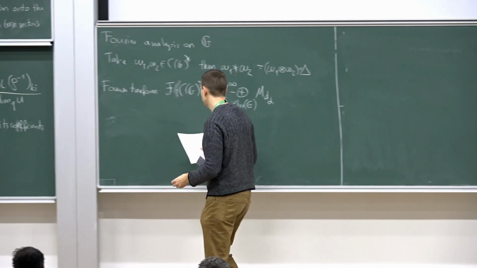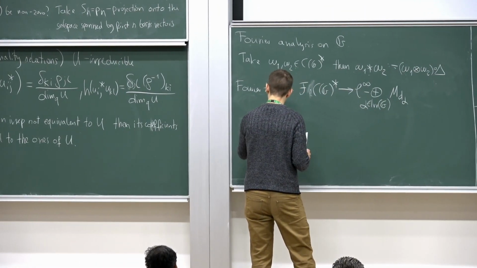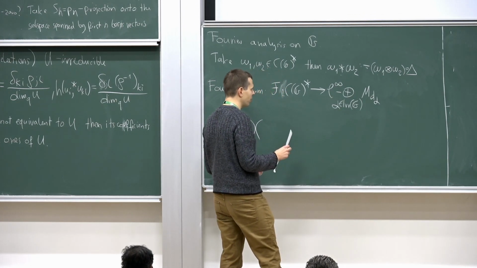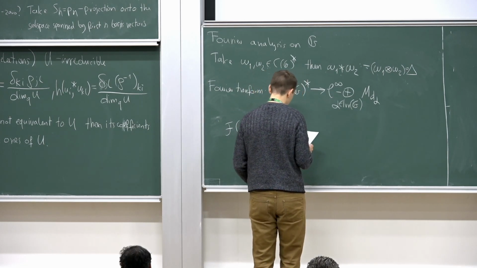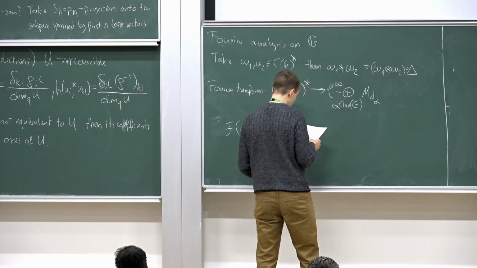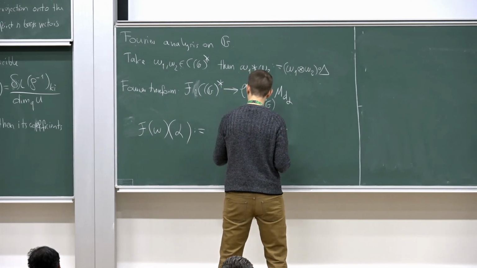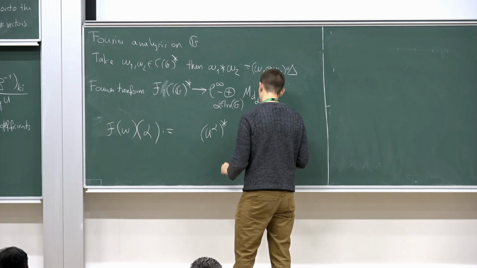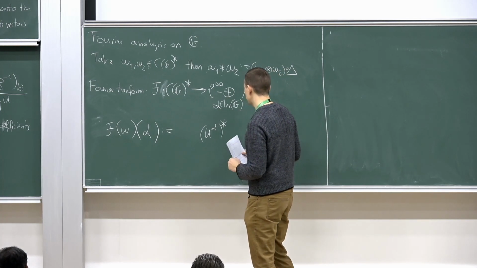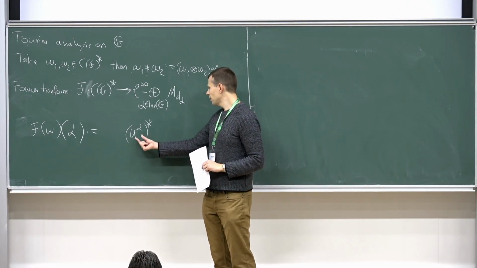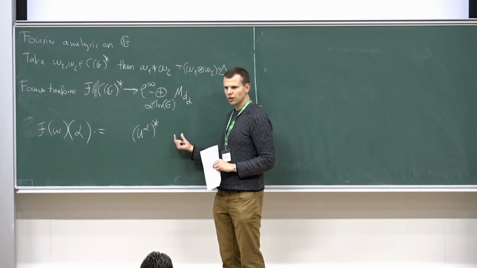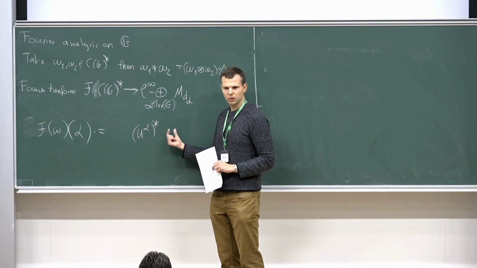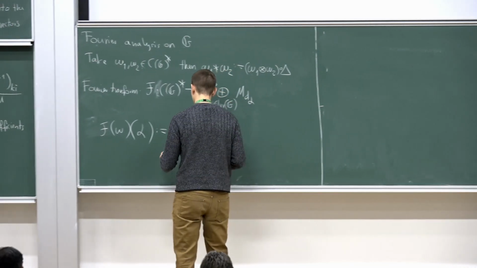And then what's the map? So F applied to some functional omega, and say evaluate the coefficient alpha. It is by definition, you take your representation U alpha, you take the star, right? So this is an element in M_{d alpha} tensor C of G, and then you want to get a matrix in M_{d alpha}, so we need to slice with the functional on C of G, which is exactly omega.